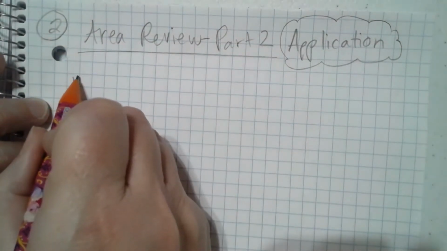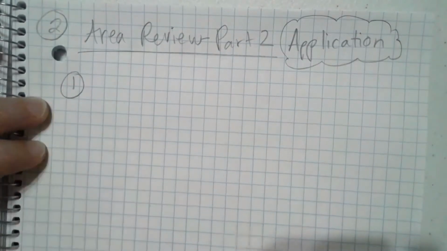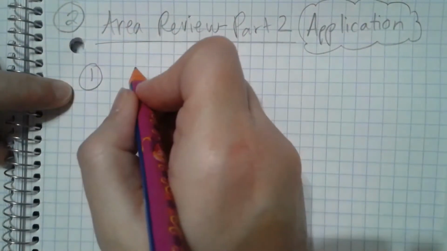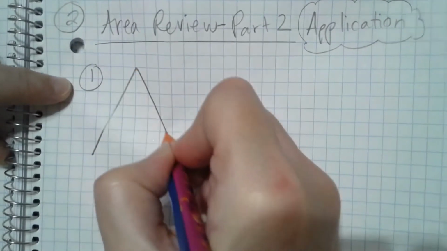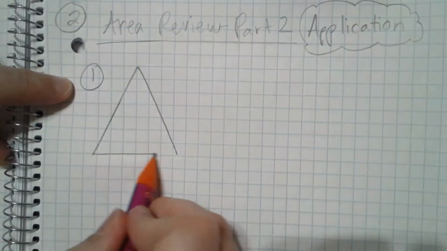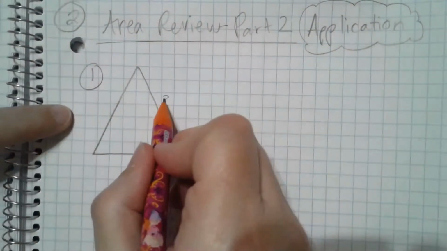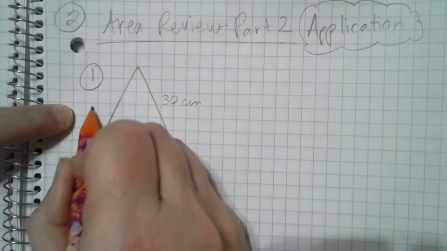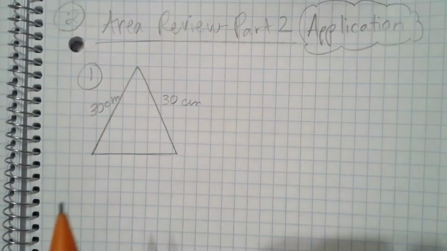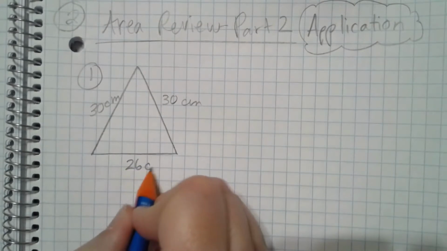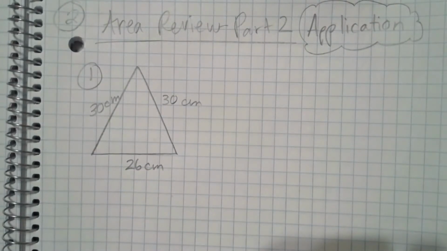Okay, so we're just going to go straight into example number 1. We are going to be given a triangle that looks kind of like this. It's going to be an isosceles triangle. So these sides are both going to be 30 centimeters, and we'll have a base down here of 26 centimeters.